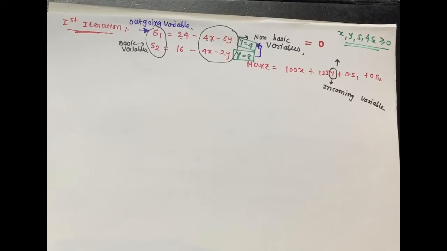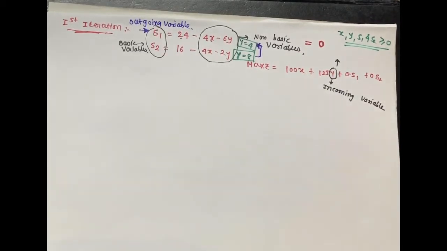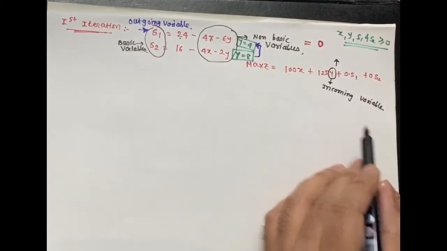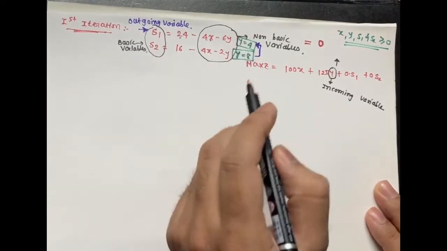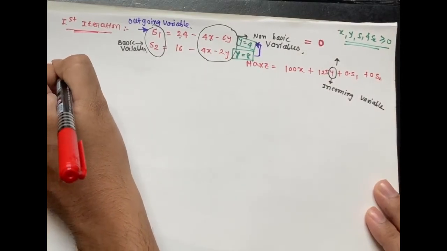As y is the incoming variable here, one variable has to leave. This is the basic algorithm: one variable is coming, so another variable has to leave. So y is the incoming variable from the objective function, and hence s1 will be the leaving variable. So now I am coming to the second iteration.